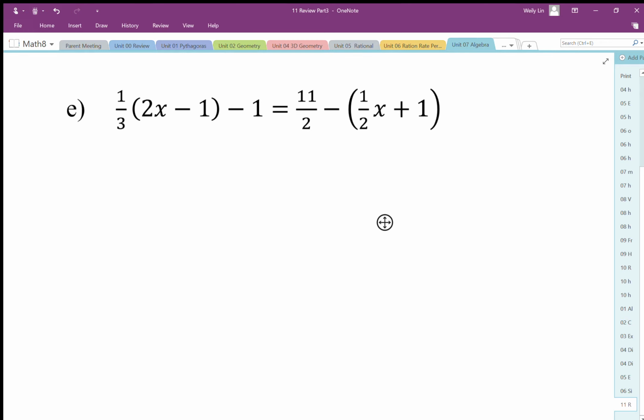In this example here, we want to get rid of the fraction, but we have to be a bit careful when we're getting rid of the fractions because we're going to have to multiply by the common denominator. So we need to get rid of divide by 3 by timesing by 3. We need to get rid of the divide by 2 here and here by multiplying by 2.